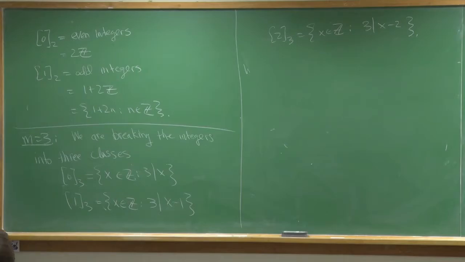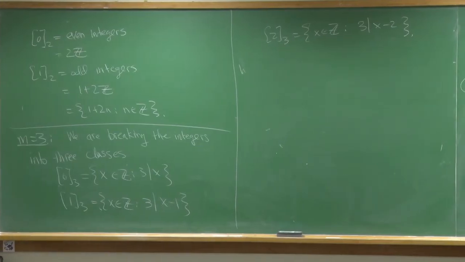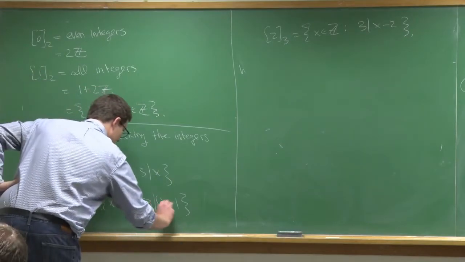And the same thing goes for any integer m. So you have m classes for each mod m, yeah. Is that 3 divides, for 1 mod 3, is that 3 divides x minus 1 in parentheses?